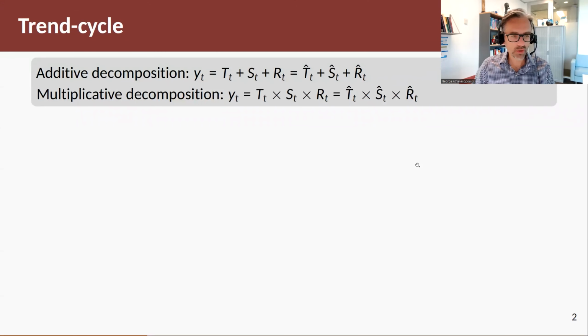So there are two types of classical decompositions that we can perform. One is the additive decomposition, where our components add. So our trend component is added to the seasonal component, which is added to the remainder component. Or a multiplicative decomposition, where these interact in a multiplicative way. So T times S times R. Now, decomposition is the effort of estimating these components. Okay?